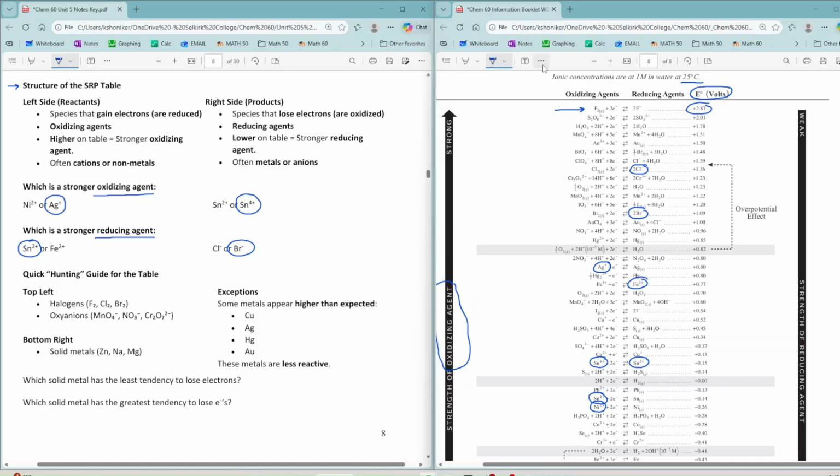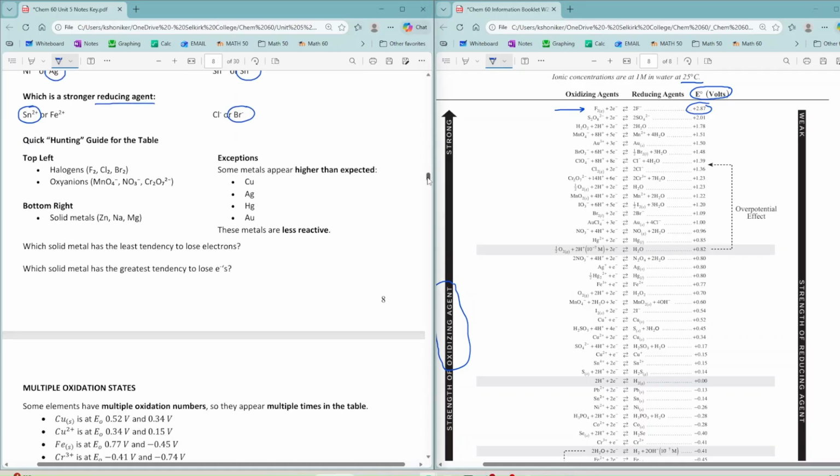Now, just some tips and tricks on this chart. It takes a lot to get used to it and be able to look at it at a glance and figure out where things are. So some quick things to help you: your halogens, your fluoride, your chloride, your bromide are at the top left, and we're often looking for the bromide. Your oxyanions are often at the top as well. So you've got this MnO4 minus, this bromate, this chlorate. Anyway, we never have to name these things.